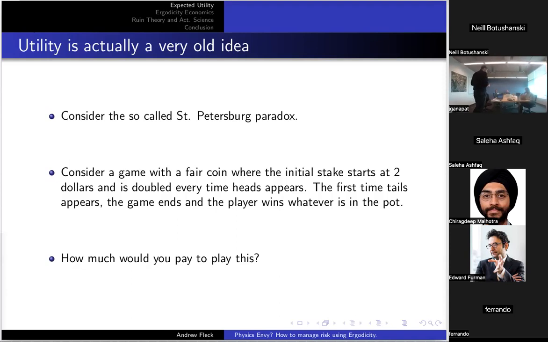Nobody? Okay. So the St. Petersburg paradox works like this. We're going to consider a game with a fair coin. The initial stake starts at $2, and you double your pot every time a heads appears, and the game stops when a tails appears. You always have to pay something to play this game. It's a gamble. So how much would you pay to play this? Would it be a lot of money?